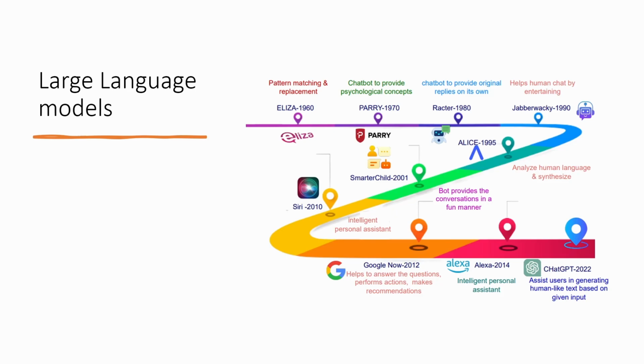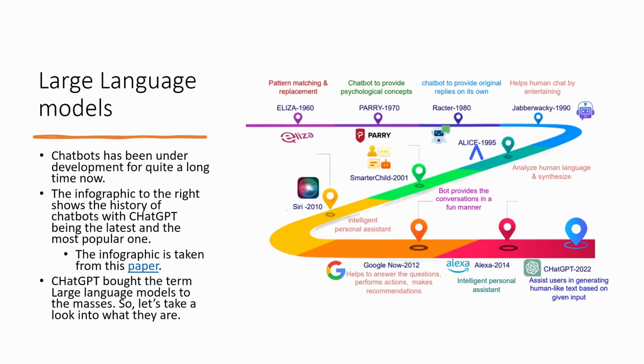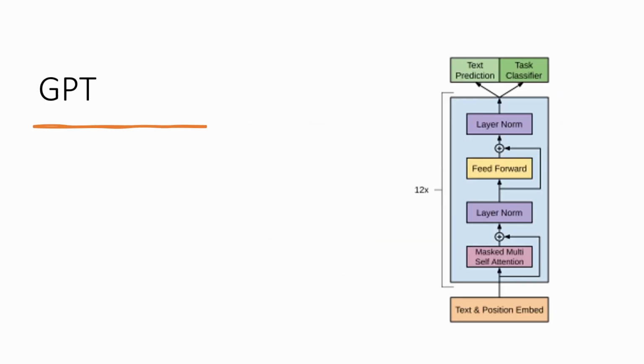Now let us move closer to large language models. This infographic here is a complete roadmap of different language models till date, I mean the most popular ones. You can see that things like chatbots had been there for quite a long time, but the most popular has been ChatGPT in recent years. ChatGPT actually brought the term large language model to limelight and to the masses. So let's take a look into what they are.